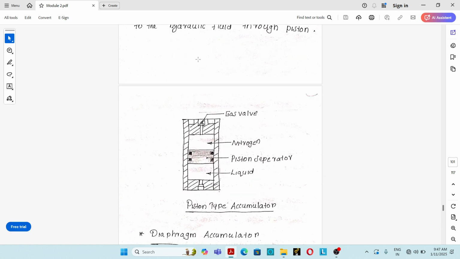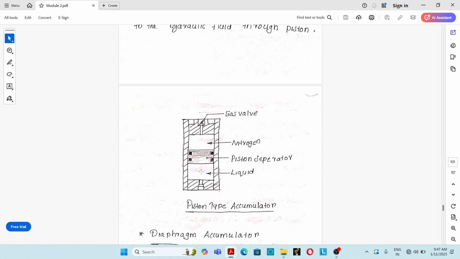In the piston type accumulator, the piston will act as a separating element between the gas and the hydraulic oil. Nitrogen gas is commonly used. Initially nitrogen gas is filled in this chamber. So this is the inert gas chamber and this is the oil chamber. Into this chamber the hydraulic oil will be filled.